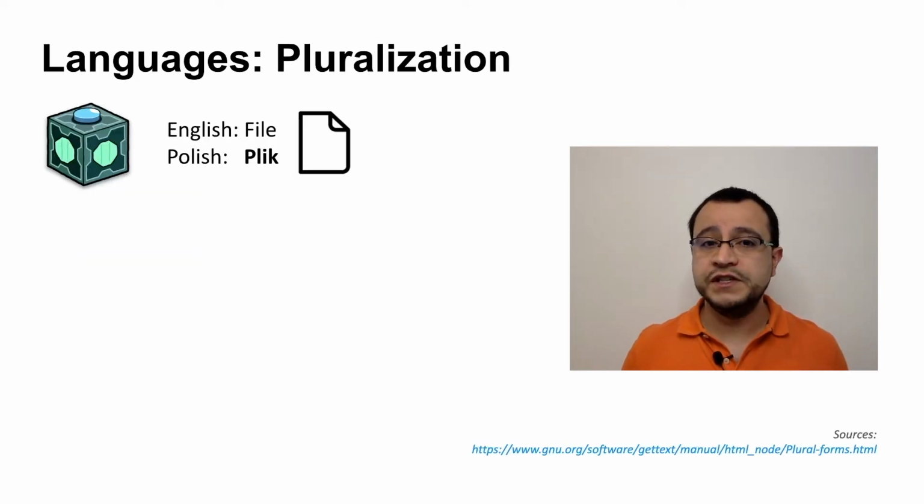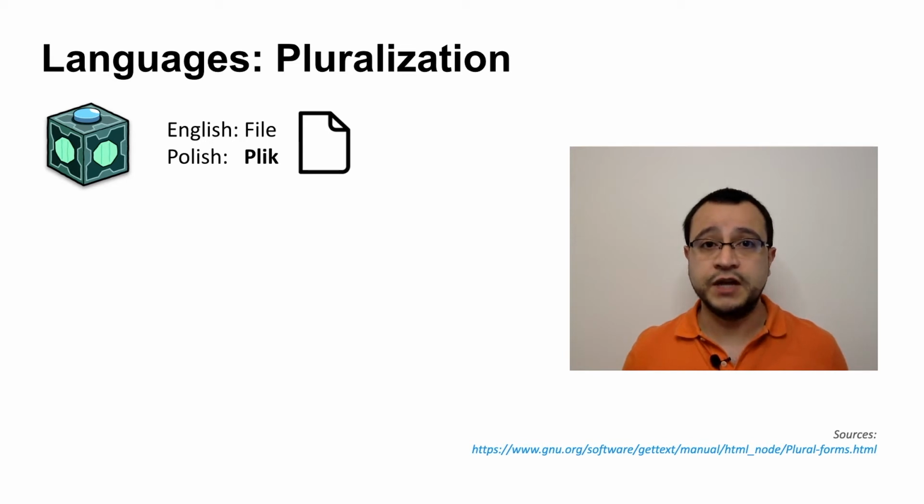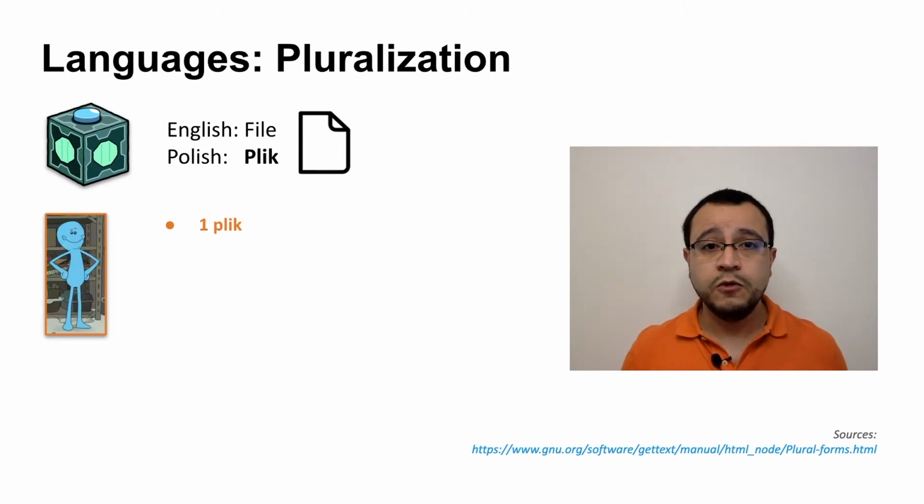Languages also have pluralization. That is, depending on the number of elements, we may use different pronouns, different endings for symbols, different verb conjugations. Let's take a look at a Polish example for the English word file. So with the help of the music box, we can get that when we have one file, one plik, well, this is how it's spelled.